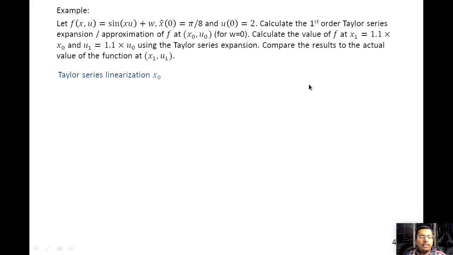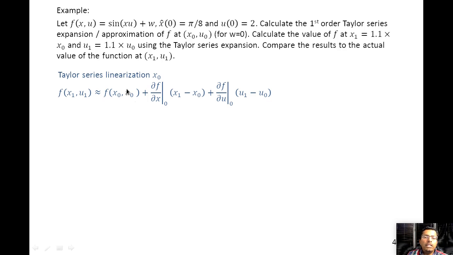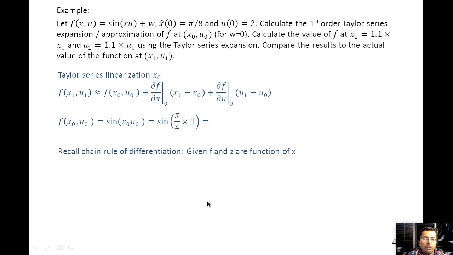So the Taylor series linearization is going to be taking partial derivatives. We say f at x, u would be f at x0, u0 plus the partial of f with respect to x times x minus x0, plus the partial with respect to u times u minus u0, and w is kind of fixed over here. So let's calculate these values. Since I have sine of x times u, if I calculate this value first, I get 1 over root 2.